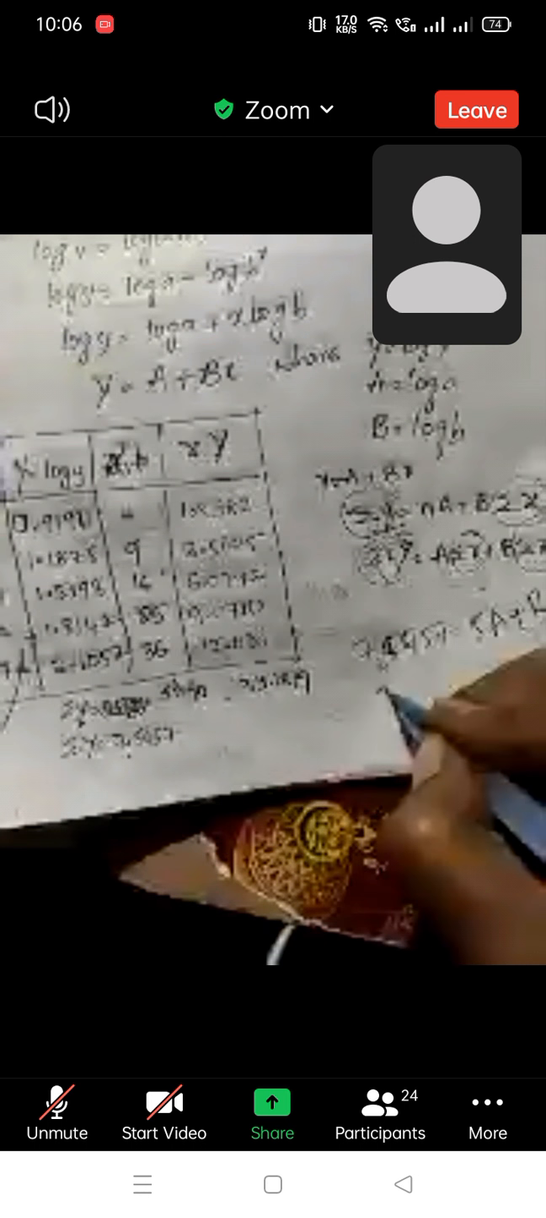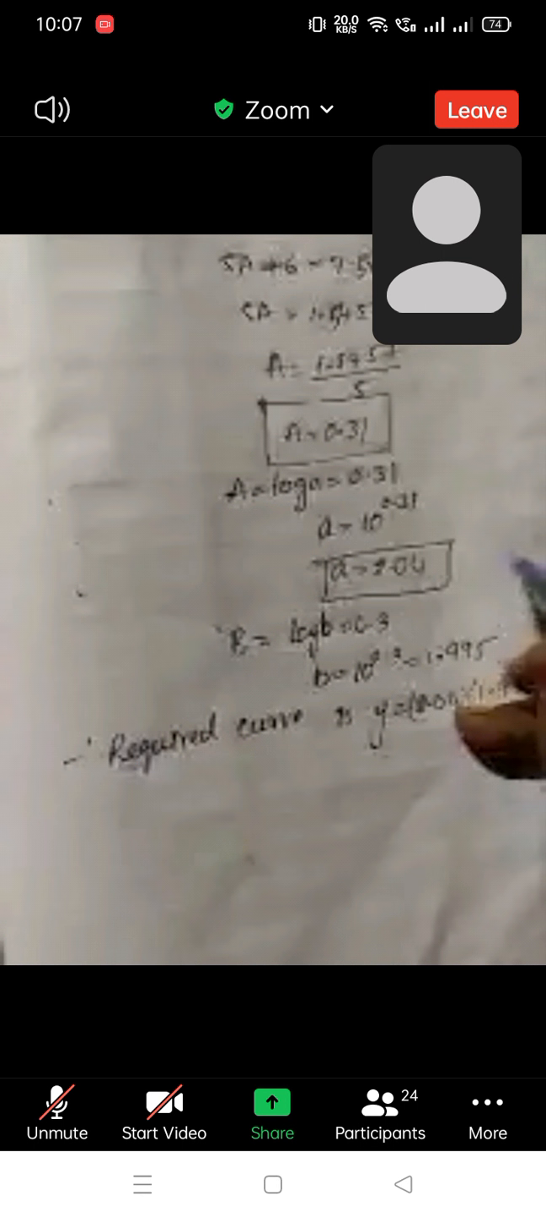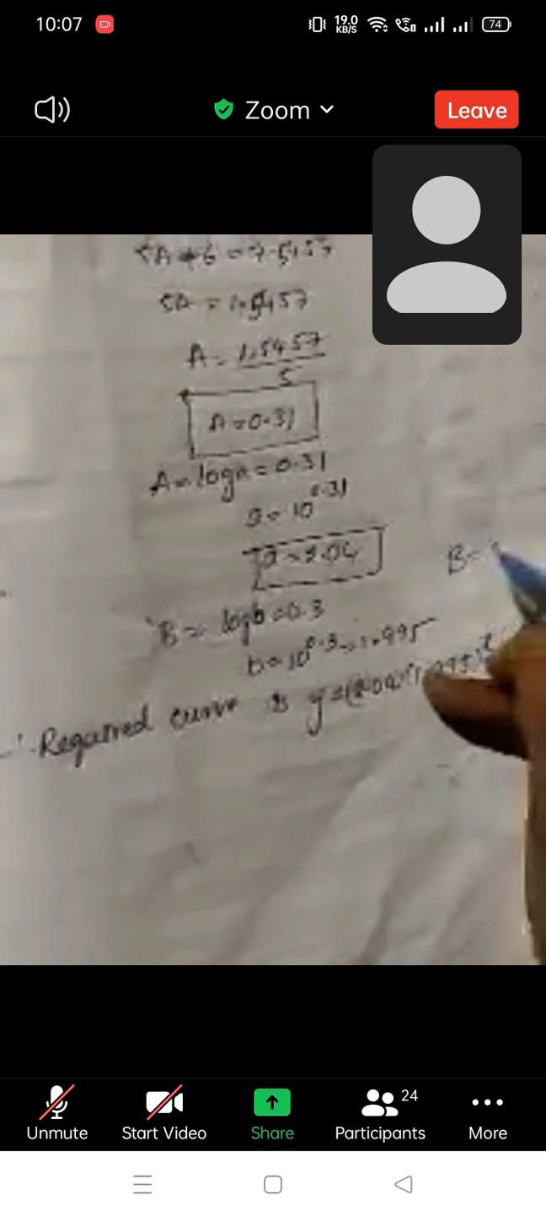Next you have to substitute the value of this one. What is summation xy? 33.1819 equals capital A summation x, here 20, plus B summation x square, this one 90. You will get the equations. So solve the equations by using a calculator, or you can use a simple method. You will get capital A as 0.31 and capital B as 0.3.